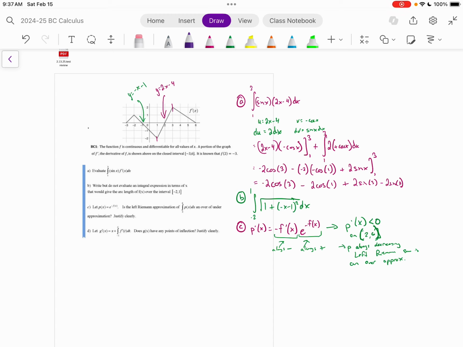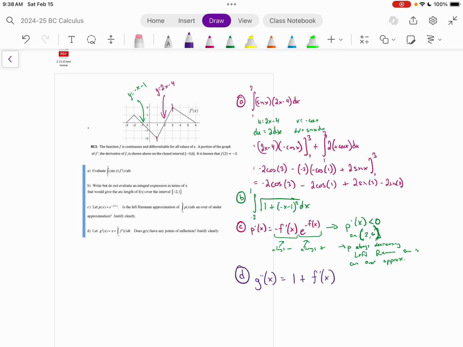We'll switch to purple, I guess, because, sorry, I keep coughing. It's kind of a theme now. Let G prime be this business. Does G have any points of inflection? Justify clearly. Well, for points of inflection, we've got to look at G double prime, right? And G double prime is going to be 1 plus f prime of x.